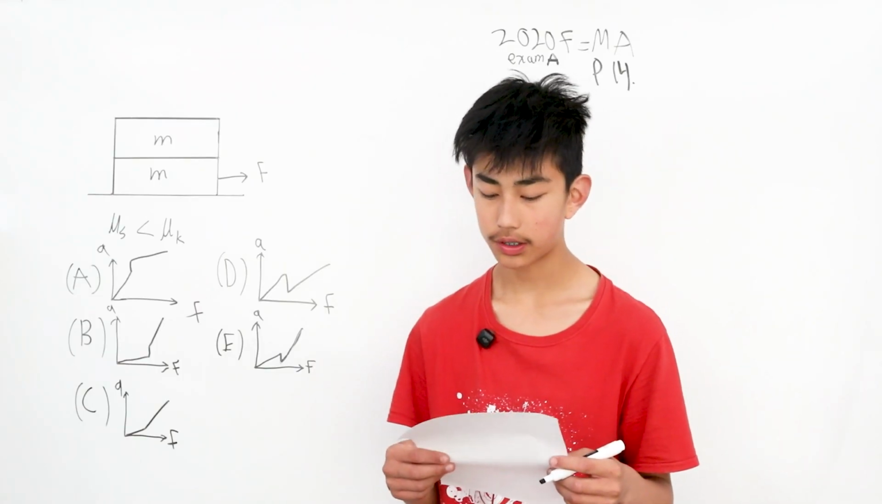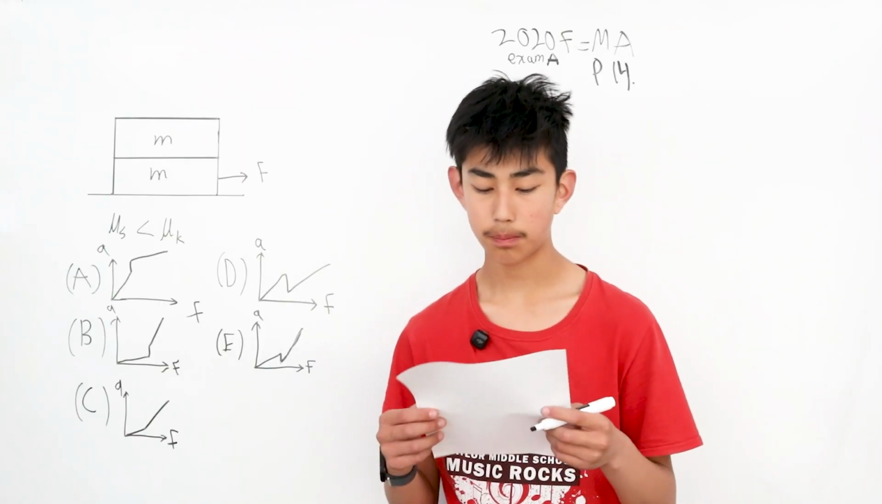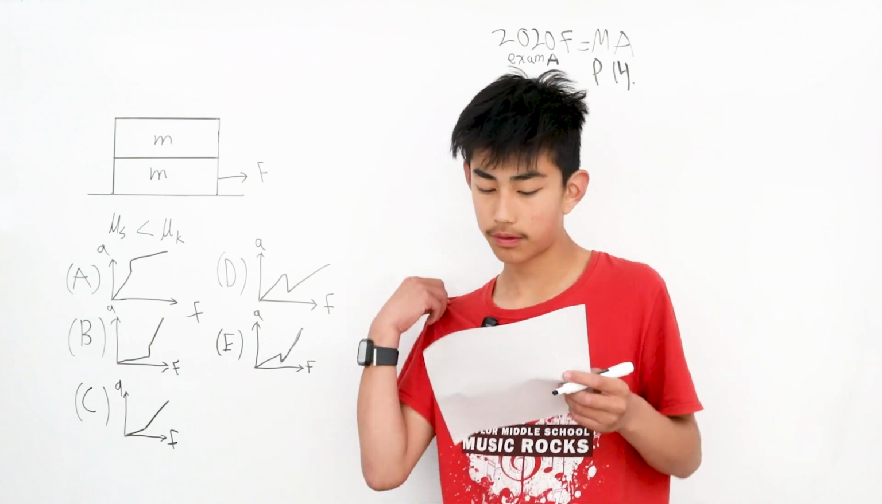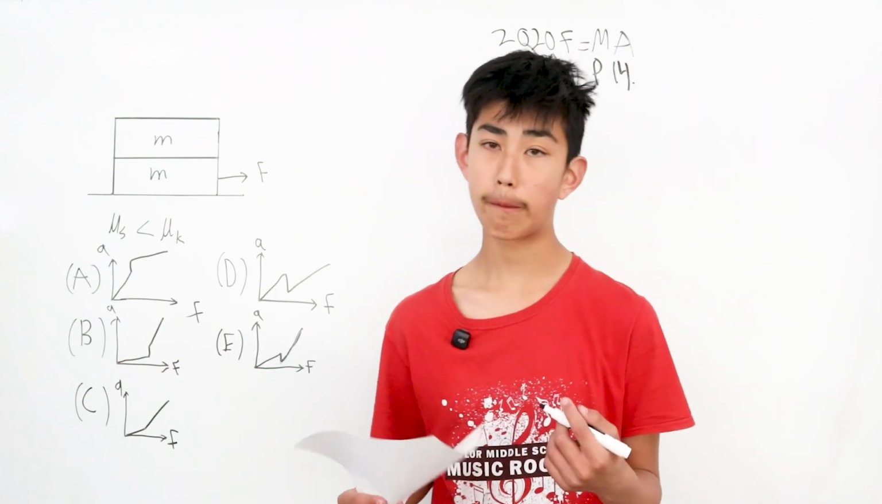The blocks are at rest initially. When a constant horizontal force F is then applied to the bottom block, which of the following graphs could show its acceleration as a function of F?